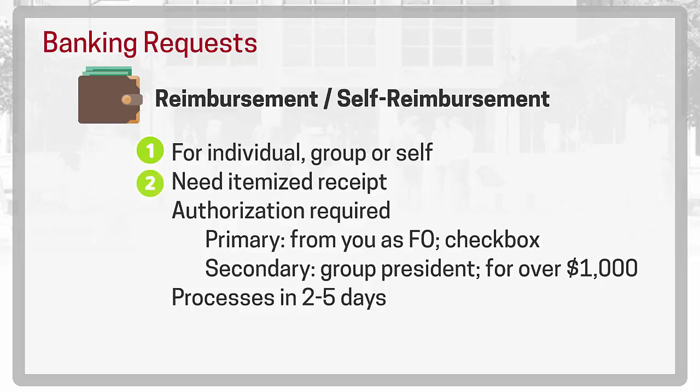You'll need an itemized receipt with adequate proof of payment for a reimbursement request. Authorization is also required for this request. Primary authorization comes from you and is a simple checkbox verifying that the purchase on the request is an appropriate use of your group's funds. Secondary authorization comes from your group's president, but is only required for reimbursement requests over $1,000 and for all self-reimbursements.